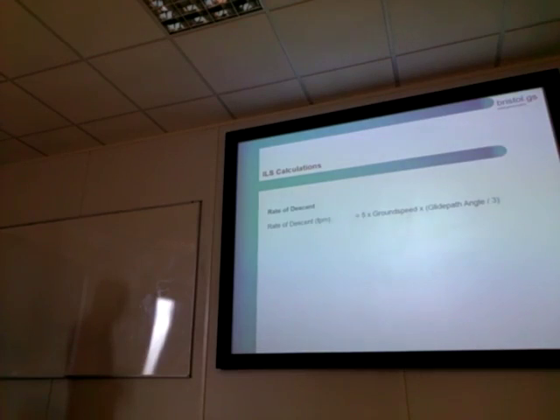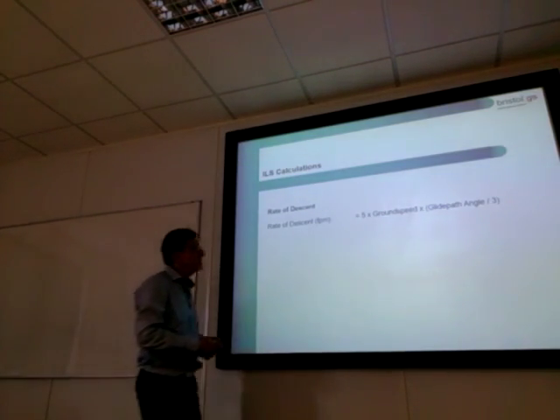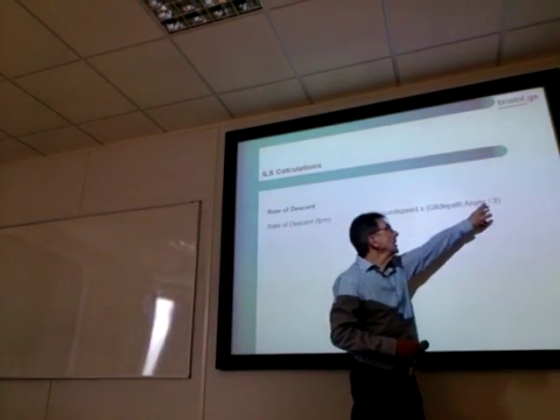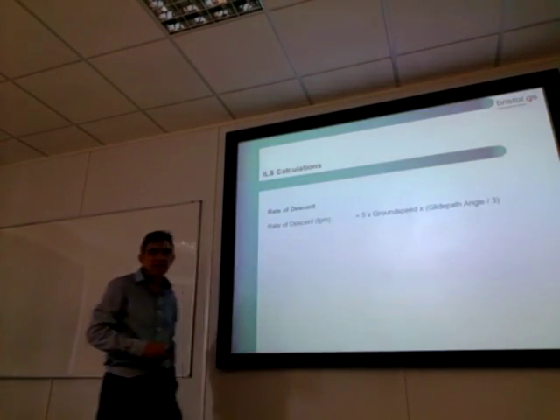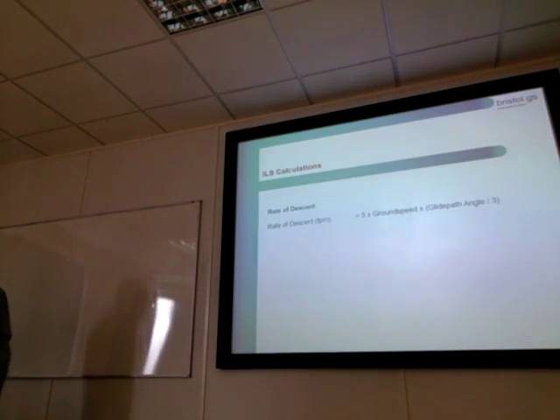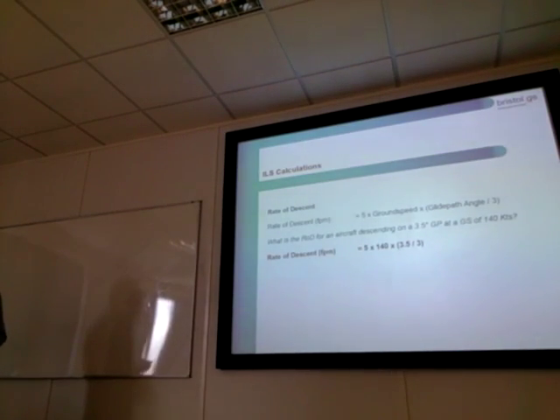But the examiner is not happy with you remembering that easily. They're going, yeah, but it might not be a 3-degree glide slope. So what you need to do is take the glide path angle and divide it by 3. So you're just making a fraction of whatever it is to 3. So in this case then 3.5 degrees would be 5 times 140 over 3.5 divided by 3.